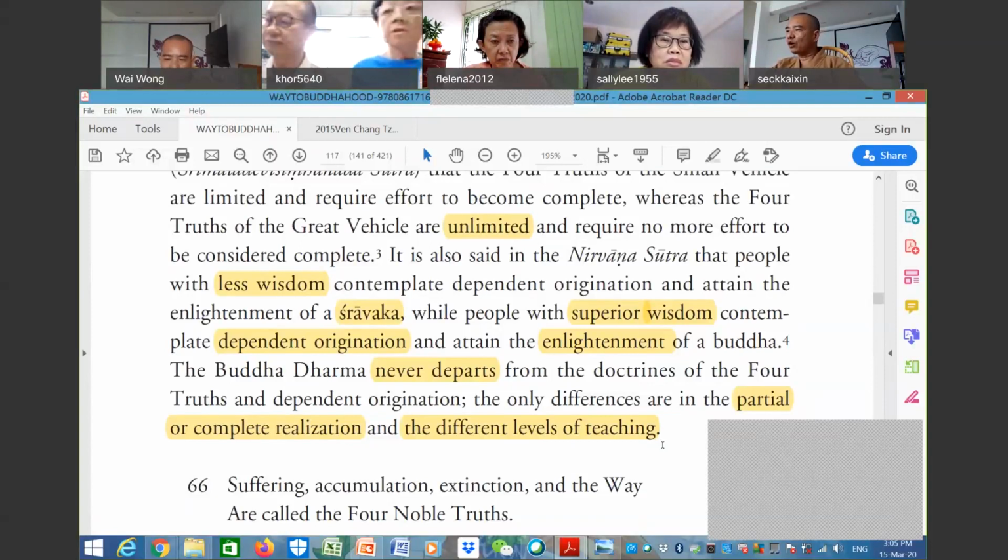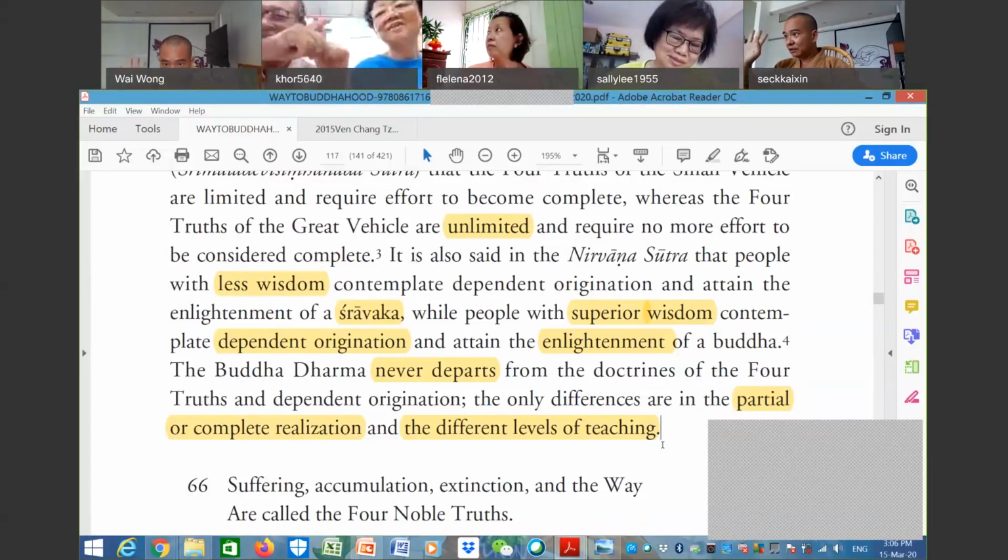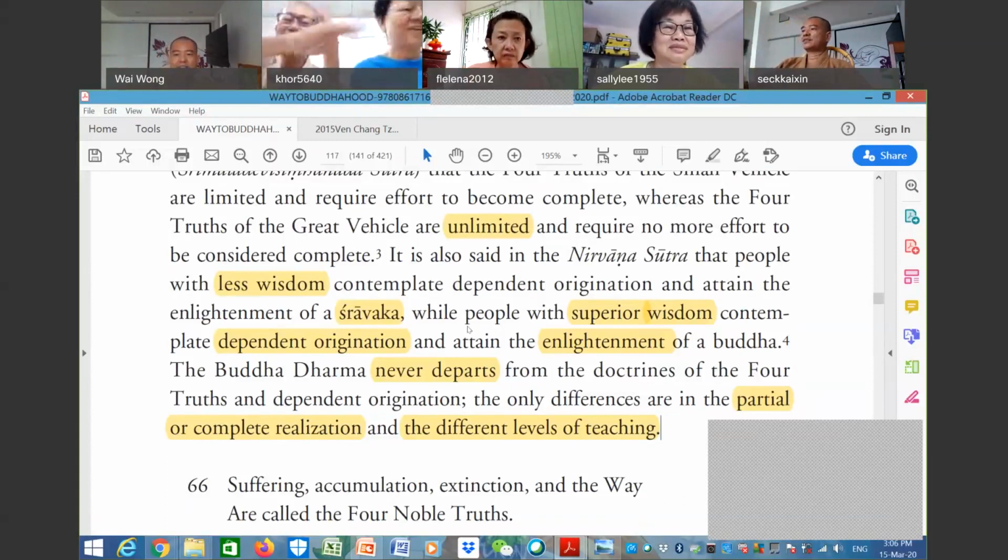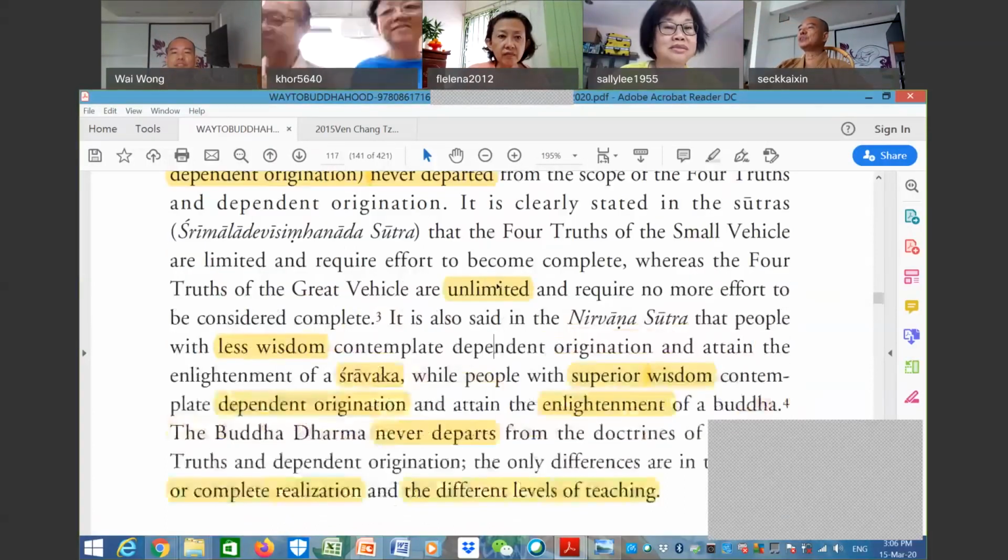You have been sitting for 1 hour. Do you need 5 minutes for a toilet break? Mr. Leong, do you need it? Sally, no need. Elena, do you need? No need. Mr. Leong, do you need to go to the toilet? No need. Okay, that's good. So let's continue.